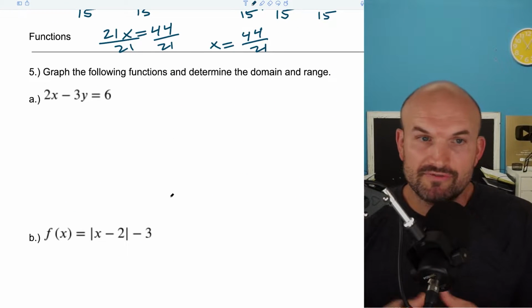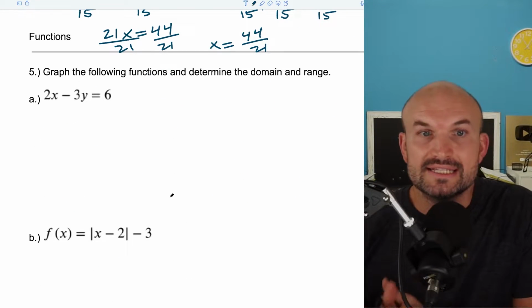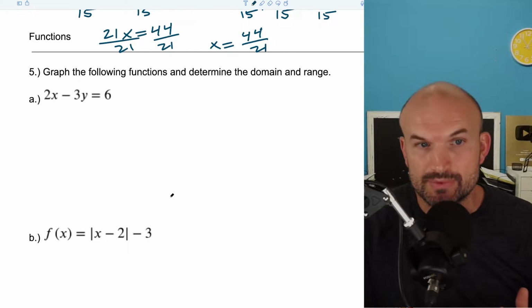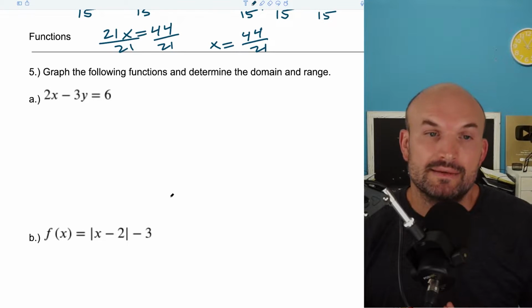All right, so now we're going to get into functions. And functions is actually a topic inside of precalculus that we're going to expand upon from what you've learned in Algebra 1 and Algebra 2. So this is some really, really important information.